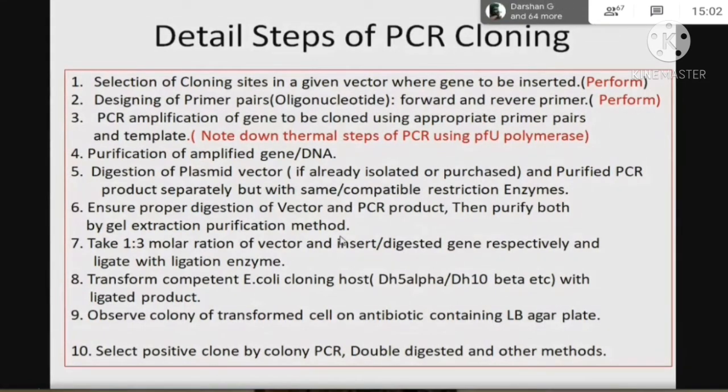So how much vector should you take? It depends upon the ligase enzyme you are using. Some companies provide instructions that you take only 50 nanogram of vector and ligate with 1 microliter ligase. So depending upon the enzyme supplier's instruction, we take that much amount of vector. Generally, during cloning we take 50 nanogram of vector only. And then accordingly, we take 3 molar extra of our digested gene product.